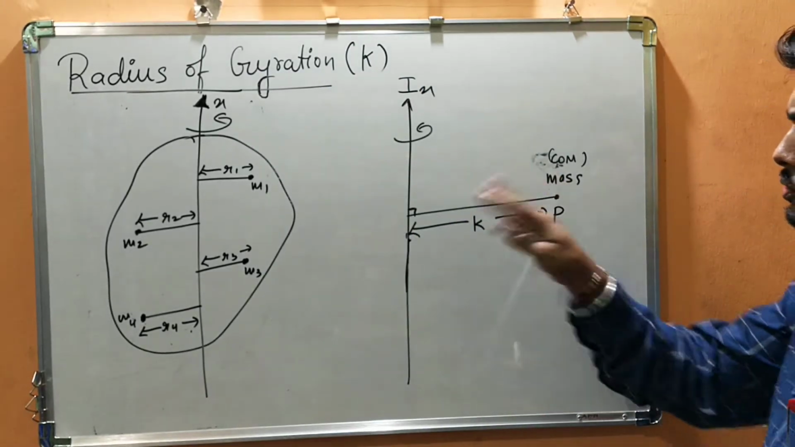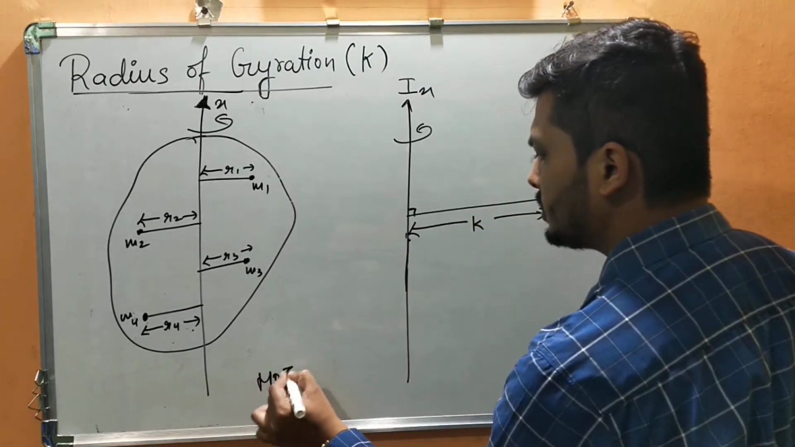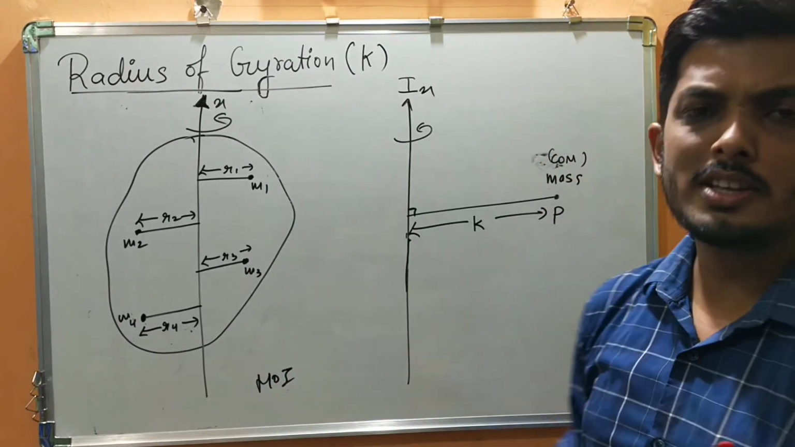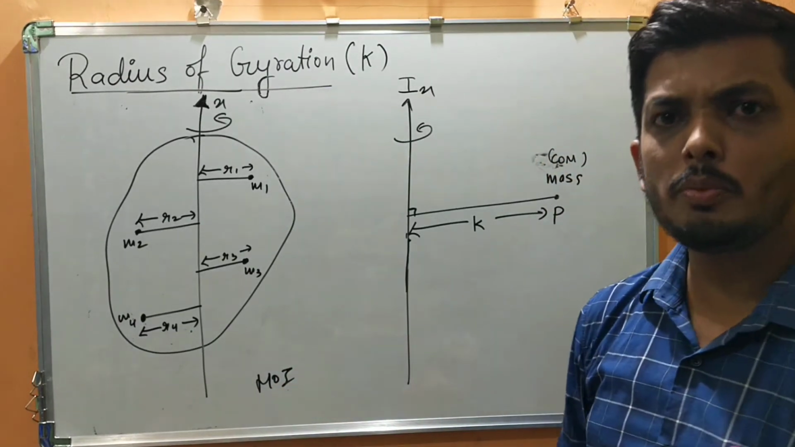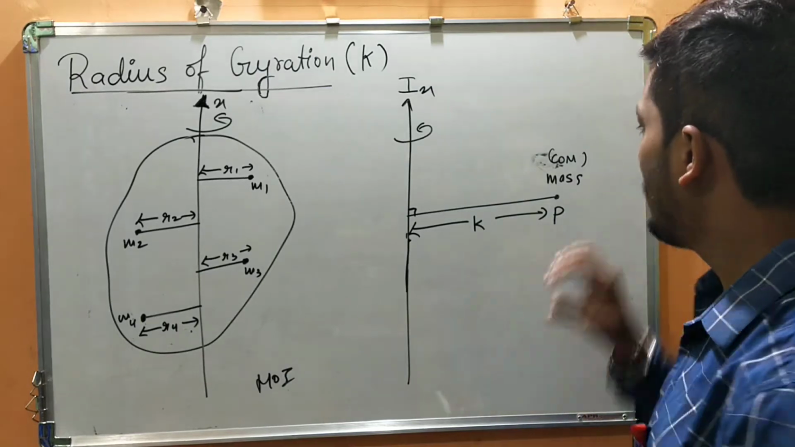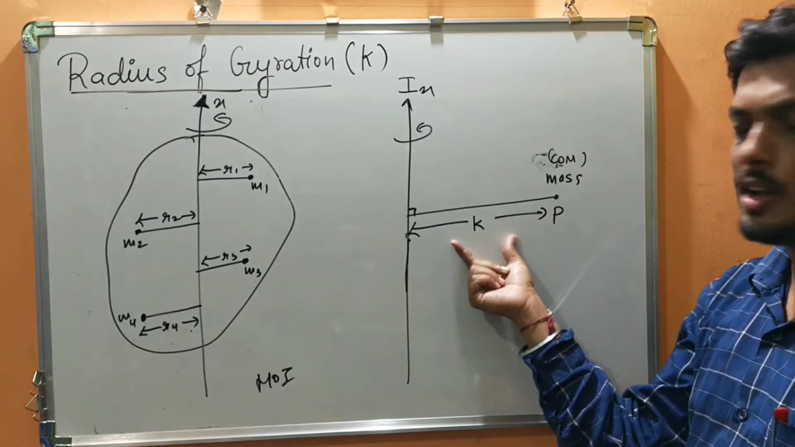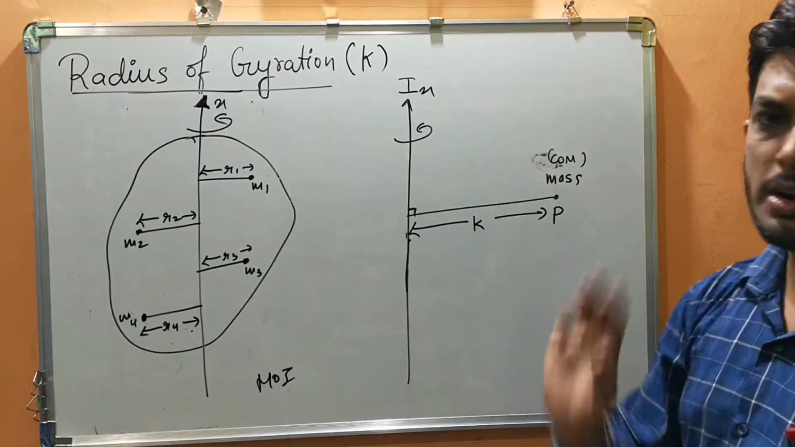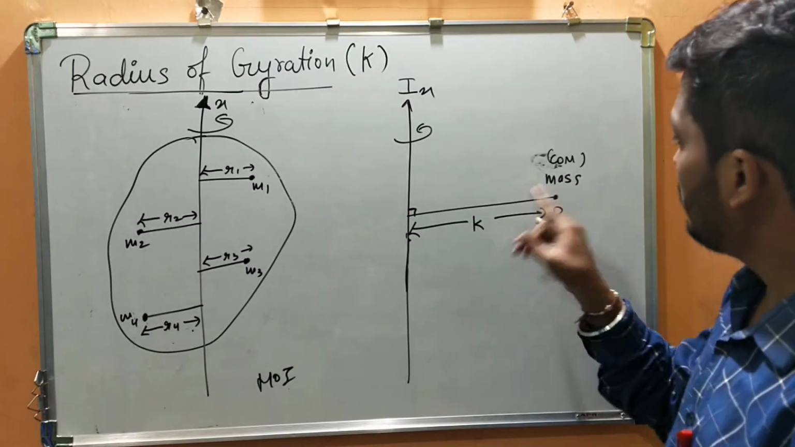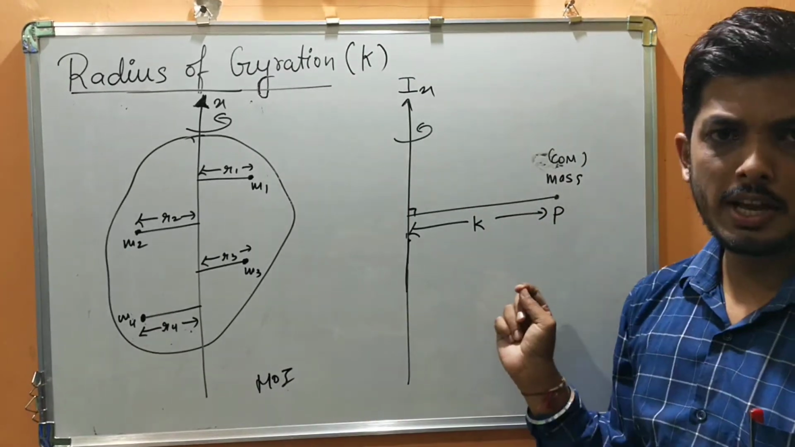So how is radius of gyration different from moment of inertia? You might be wondering, sir, is it the same as moment of inertia? What is moment of inertia? It is mr square. Mass is here, this distance is r, and when you do mr square, I get moment of inertia. Then why instead of r have you written k?